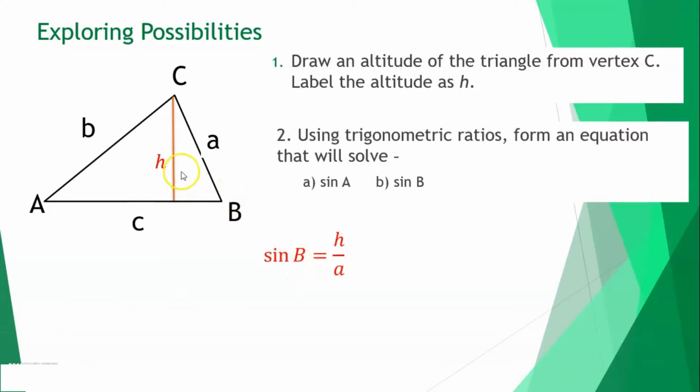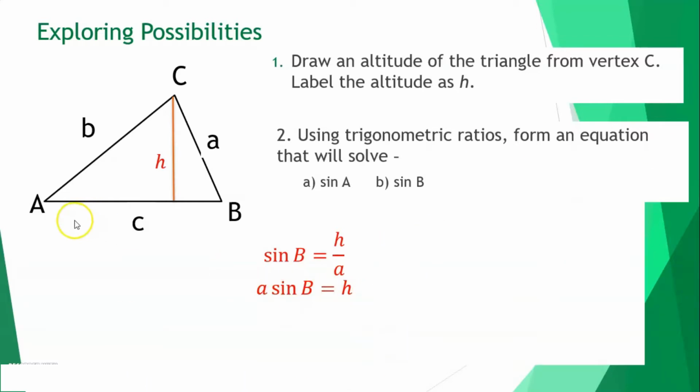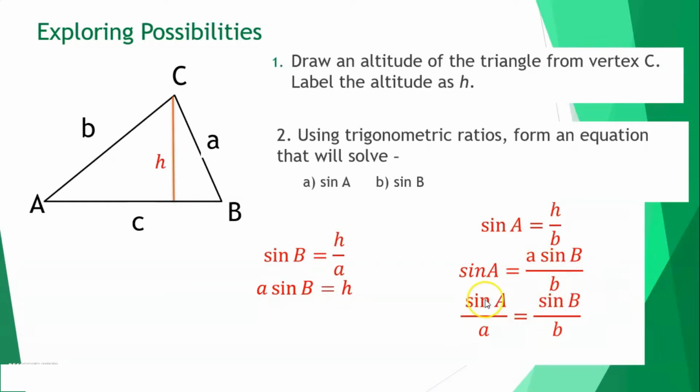Sine is opposite over hypotenuse. So in this case, the opposite is H and the hypotenuse is a. So with this, you cross multiply. So H is equal to a sine B. Now for sine A, the opposite is H and the hypotenuse here is b. So let's substitute H with a sine B. So with that, sine A will become a sine B over b. So cross multiply further, sine A over a is equal to sine B over b.